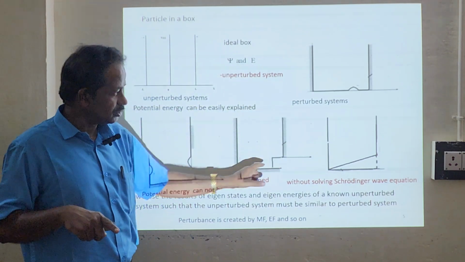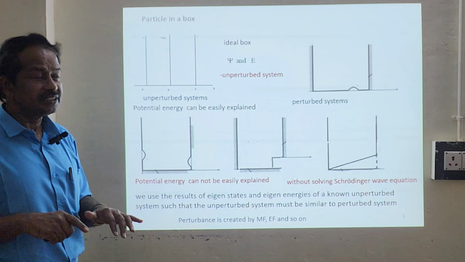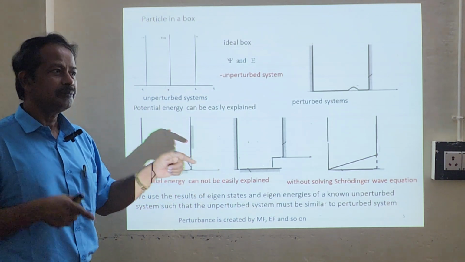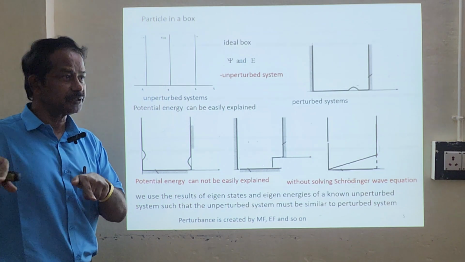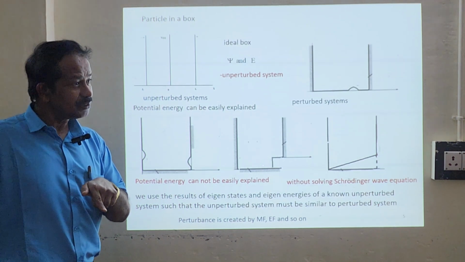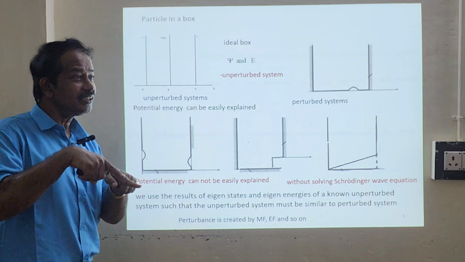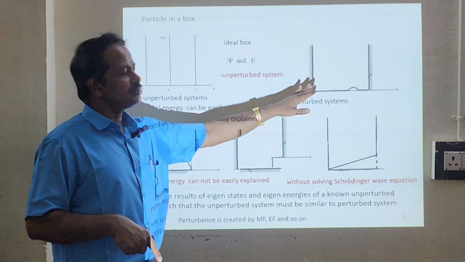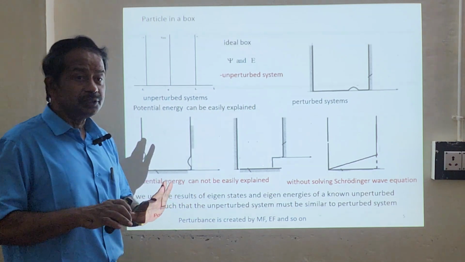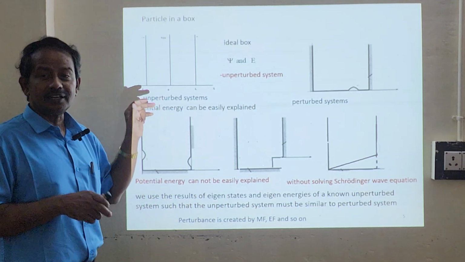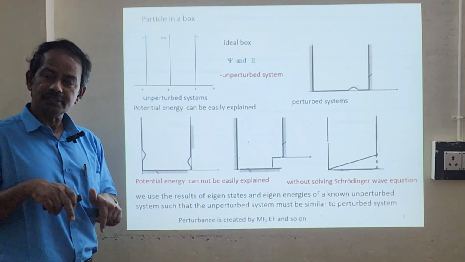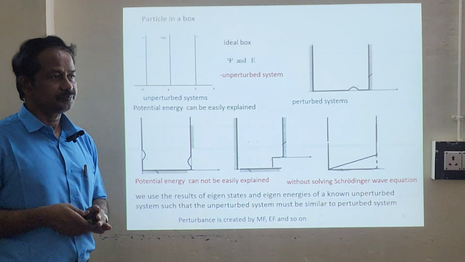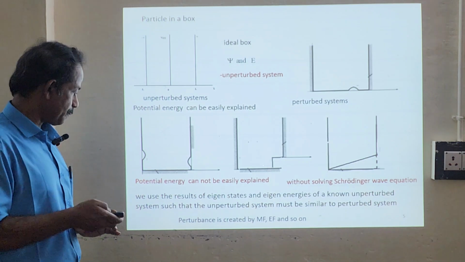Whereas those are all perturbed systems, in which there is a variation in potential energy. Because the Hamiltonian consists of kinetic energy plus potential energy, a variation in the potential means a variation in the Hamiltonian. So those systems are called perturbed systems, in which we are not going to use the Schrodinger equation to get the energy eigenvalues. We will be using some expansion theorem.